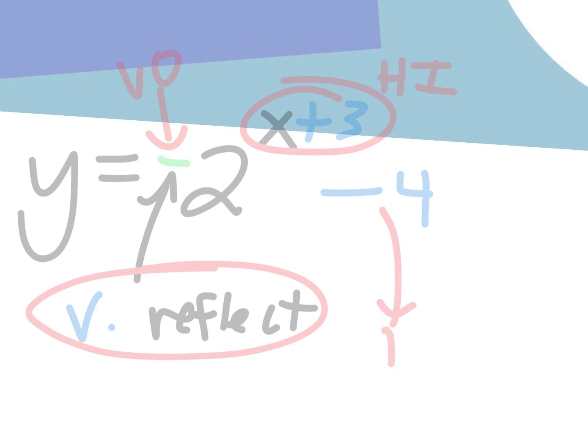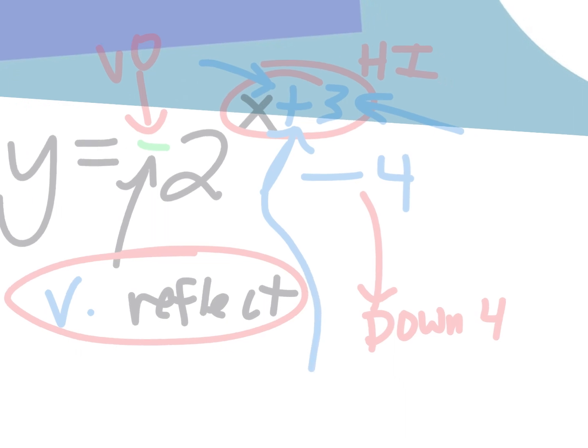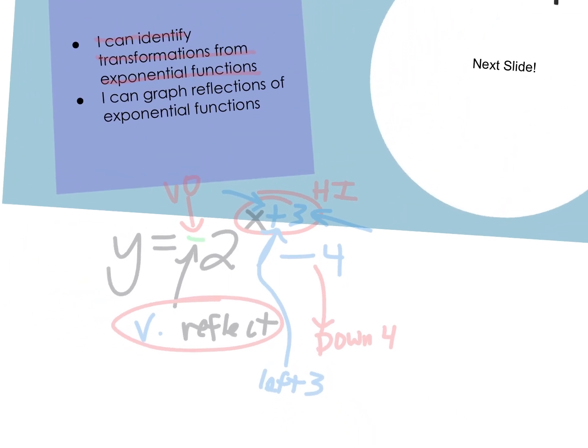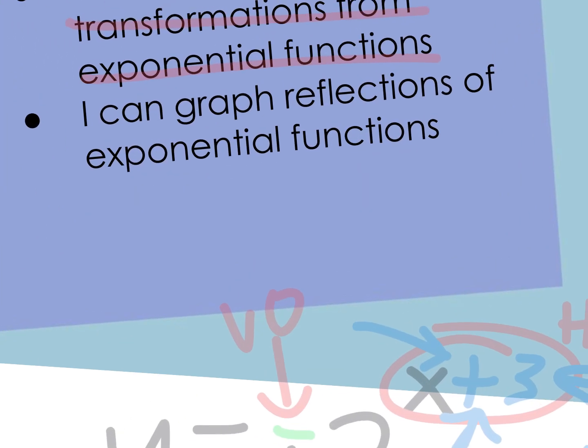Down 4, you are correct. And last but not least, Spencer, what's this part here mean? Hint, it's horizontal, which is like left and right. Left 3 is correct. All right, so that's one of the things they ask for today. That's pretty easy. It's the other thing they want us to do.